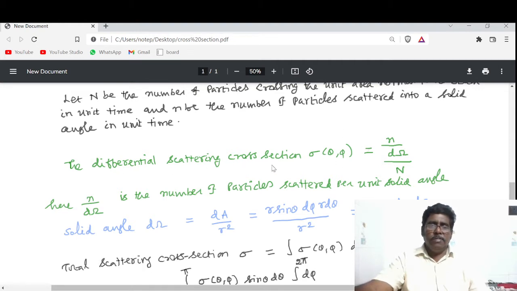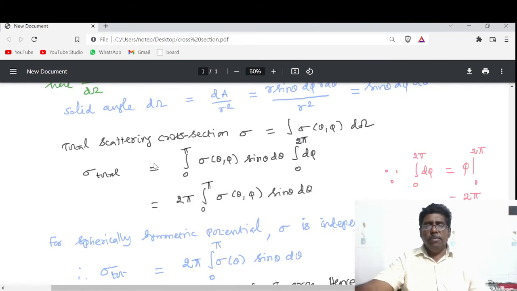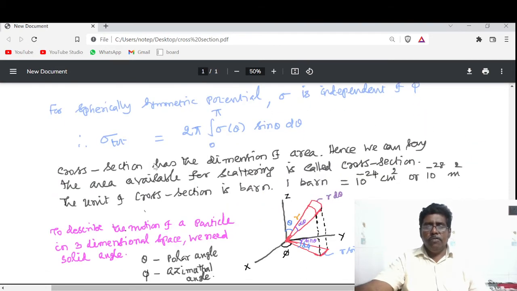The term cross section means area available for scattering. Here the value of theta is polar angle. Then the meaning of phi is azimuthal angle. First of all, we should know the difference between polar angle and azimuthal angle. For that, see this diagram.